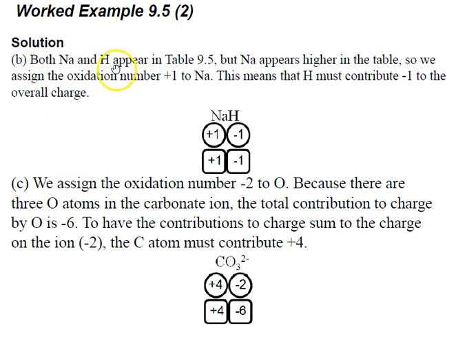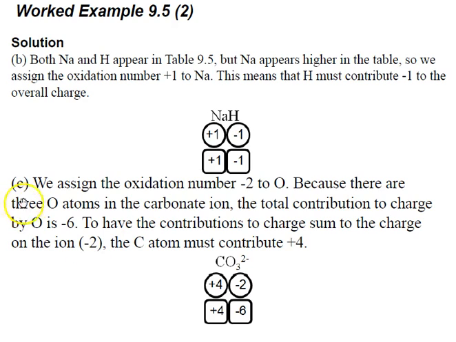Both sodium and hydrogen appear in table 9.5. But since sodium appears higher in the table, we assign the oxidation number to it, which would be +1. So sodium gets the +1. Overall, this is neutral, so what that means is the hydrogen must be -1. So the sodium's +1 and the hydrogen's -1.